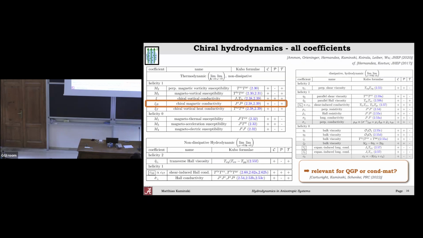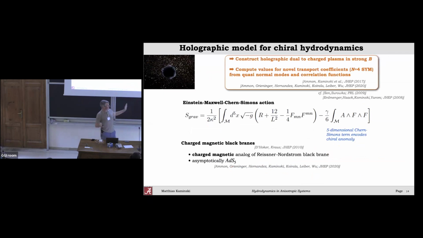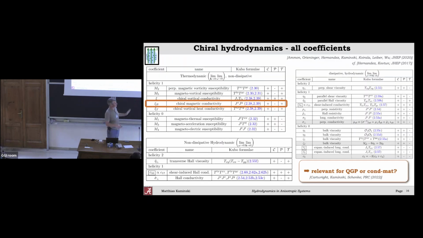But the point is now, is this relevant for the quark-gluon plasma or condensed matter systems? In part, we explored this with Björn Schenke and my former student, now postdoc, Casey Cartwright in Utrecht. We looked at this chiral magnetic conductivity out of equilibrium. So this is the paper if you want to look a little more into phenomenology. But really the bigger question behind this is, which one of these many transport coefficients is relevant for phenomenology?